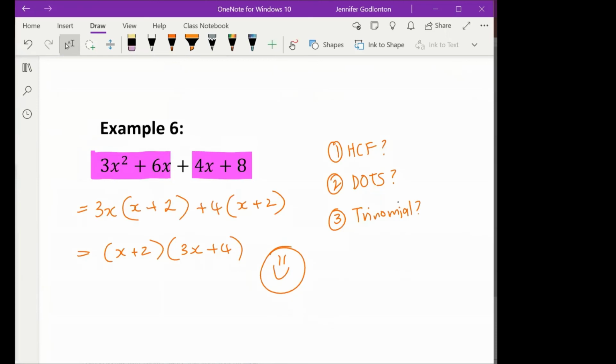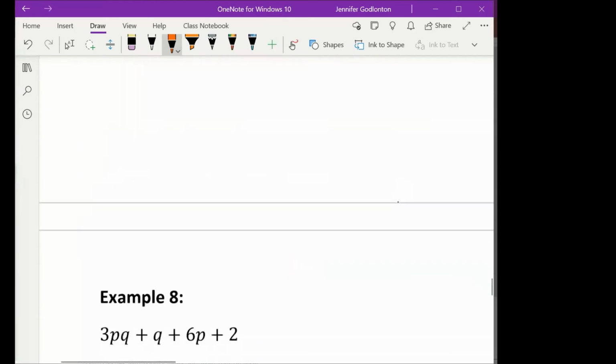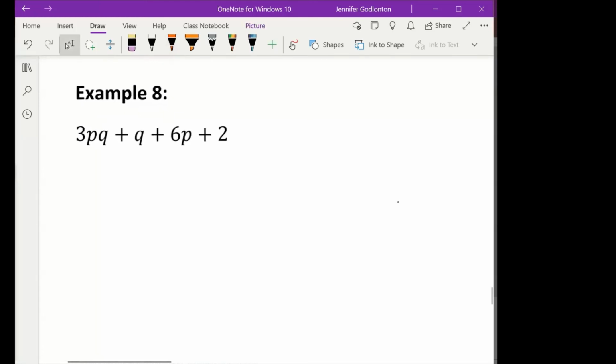Ma'am, how do you know which ones to group? Do you just group the first term and the second one? Yeah, so your first attempt, group the first two and then the second two. And if you don't get a common bracket, then group 1 and 3 and 2 and 4. But only last case scenario do that. Okay. All right, give this one a try. I'm not going to tell you what to do.